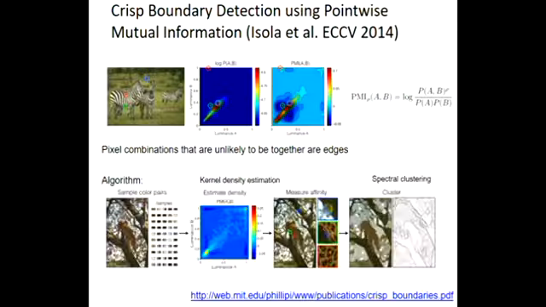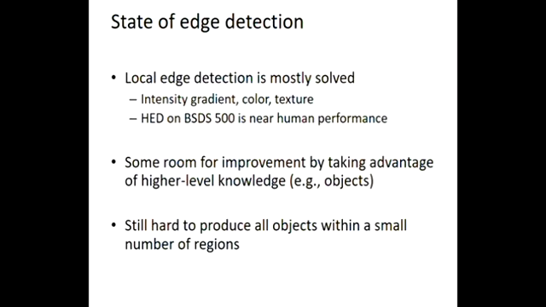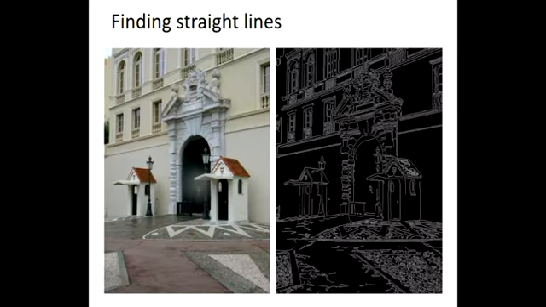All right, we're not totally done, so I've still got a couple minutes and something else to talk about. There's some room for improvement by taking advantage of higher level knowledge. In the remaining few minutes, I want to also show you how to find straight lines in images, which can be a useful ability.